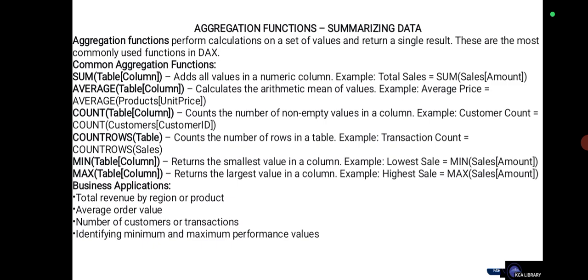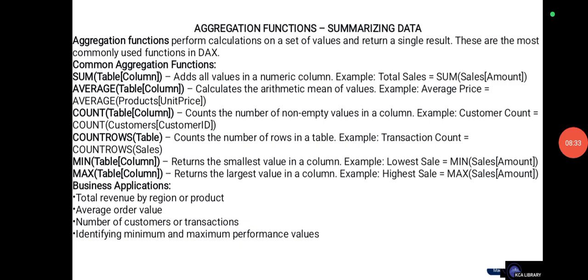this is very important too in business, because you can use these aggregation functions to determine the total revenue of a product. You can even do it if your business has a regional base, or a regional reach. You can use it to determine the total revenue by region and even by product. It can also help you to calculate the average price and know the number of customers or transactions that have been made. It can also help you to identify minimum and maximum performance values.